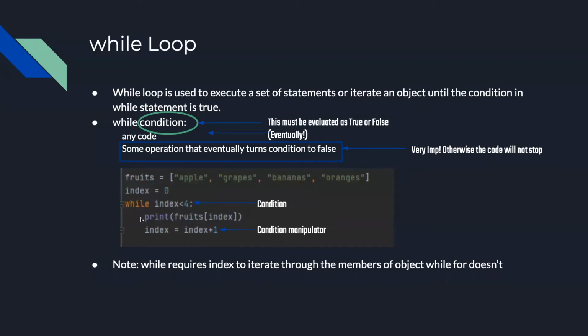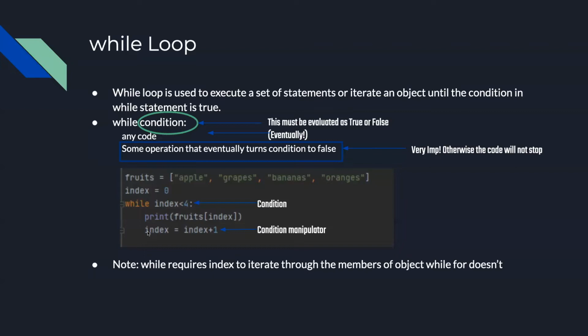And then indented underneath that, we have print fruits at index. So remember how we index or reference individual elements inside of a list. We use our square bracket notation here, and then we put the index value in there. Since our index value in this particular case is an integer, on the first iteration of this loop, we print fruits at index, so that'll print the value at index 0.